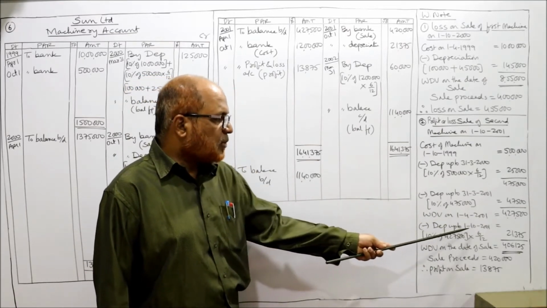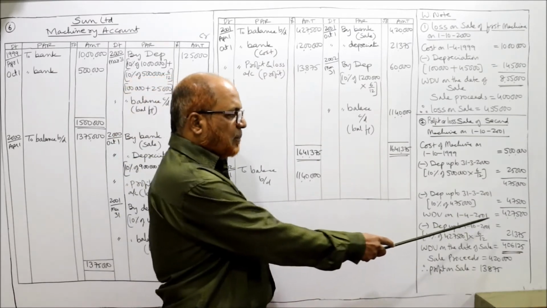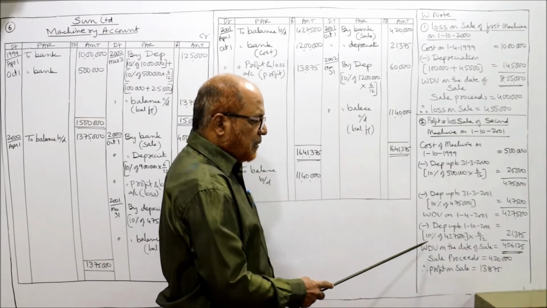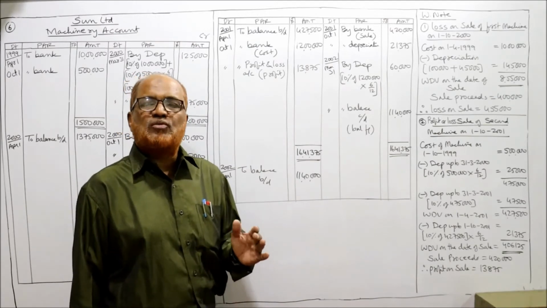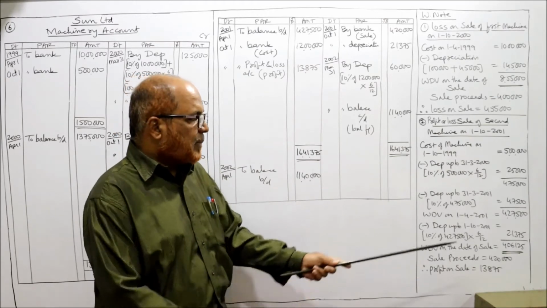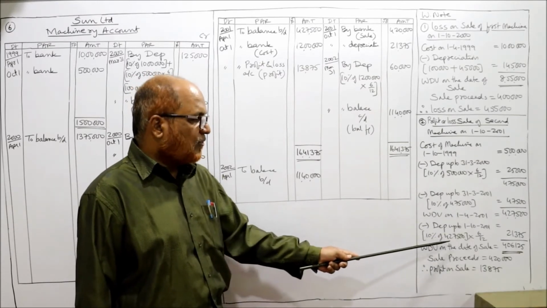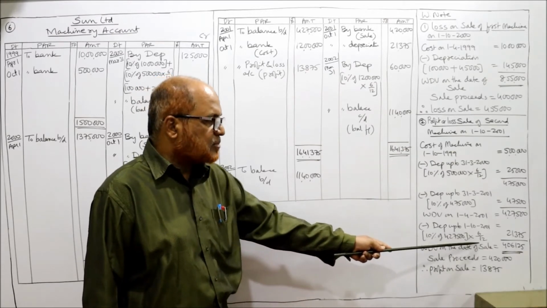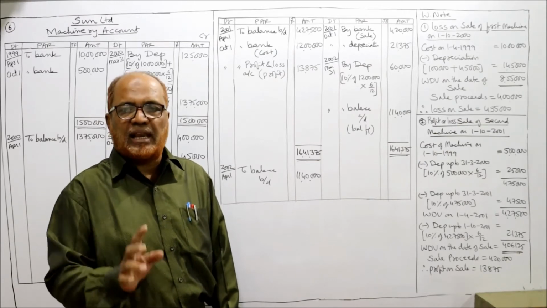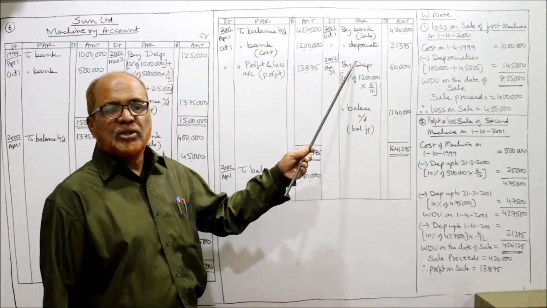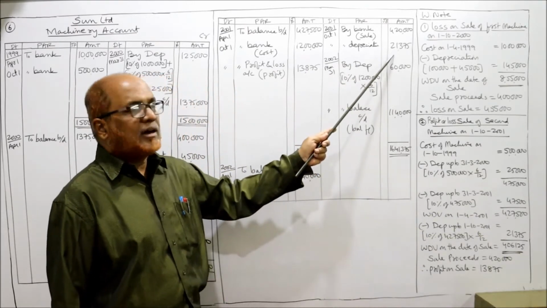Now depreciation up to 1st October 2001. Beginning of the year, the value of the plant is 4 lakh 27,500. 10% of 4 lakh 27,500 into 6/12. In this year, the machine is used for 6 months, from 1st April 2001 to 1st October 2001. So 10% of 4 lakh 27,500 into 6/12, 21,375 is the depreciation during the year of sale. This is the year of sale. So by depreciation 21,375. From here I have taken current year depreciation.